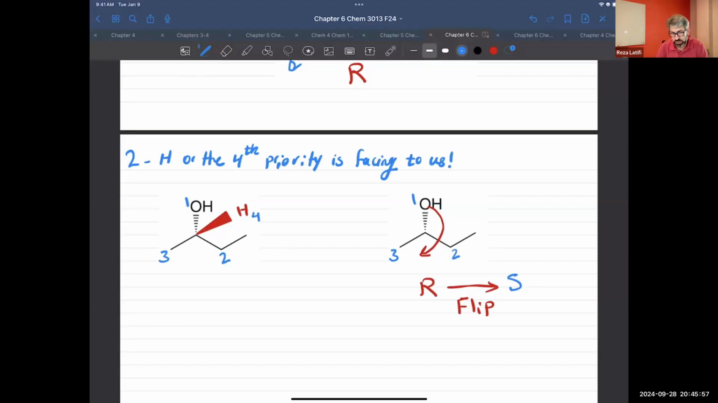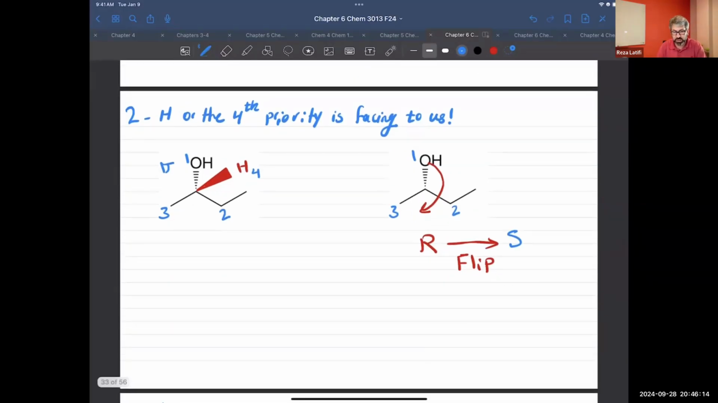Okay, let's prove this one. We're going to look at the molecule from the back of the molecule. Because hydrogen is facing us, we're going to go to the back of the molecule and look at it. When you look at the molecule from the back side, OH is going to be on the top. So I'm looking at the molecule. OH is on the top. What else? I see a methyl on my right hand. And I see an ethyl group on the left hand. So this one is the ethyl group.